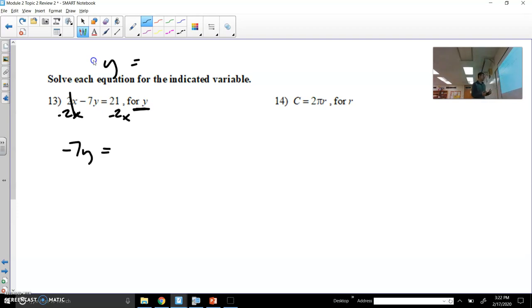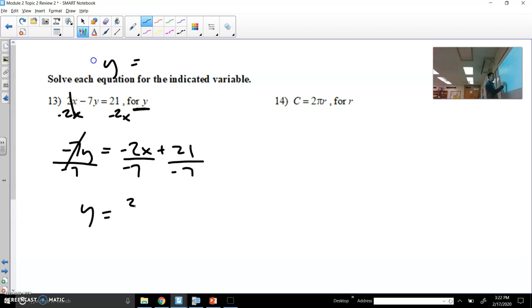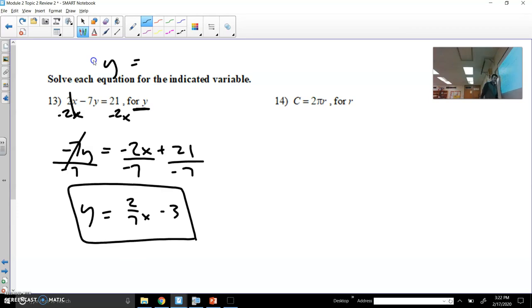Some students just put 7y there instead of negative 7y. These are not like terms, so that should not have given you 19 or 19x or anything like that. We just simply move the x to the other side. And now we're going to divide negative 7 away. And I'm going to divide it into each of these. And so negative 2 over negative 7 really simplifies to positive 2 over 7 with the x there. And then 21 minus 7 gives me a negative or minus 3 in the equation. So now you have solved for y in 2 steps, and you should still have x in your answer because it has more than one variable.